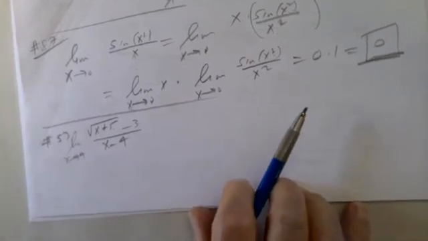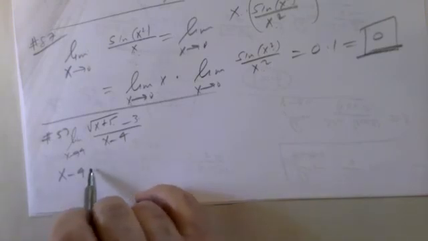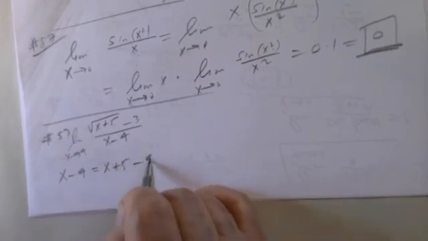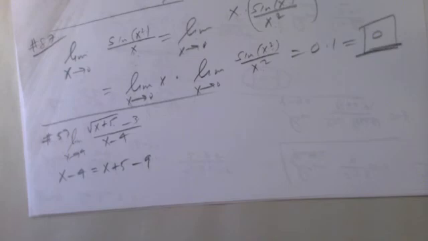And sometimes you can deal with these problems by factoring, but it's not exactly obvious what there is to factor unless you're hopeful. See, I have x minus 4. Let me do something sort of strange. Let me write that as x plus 5 minus 9. Okay? Because 5 minus 9 is minus 4.